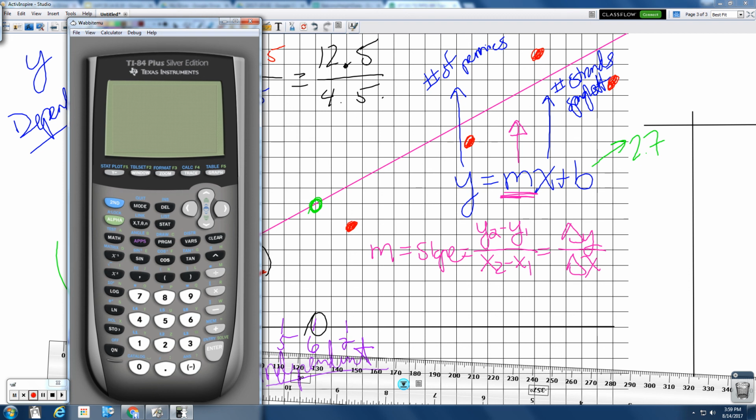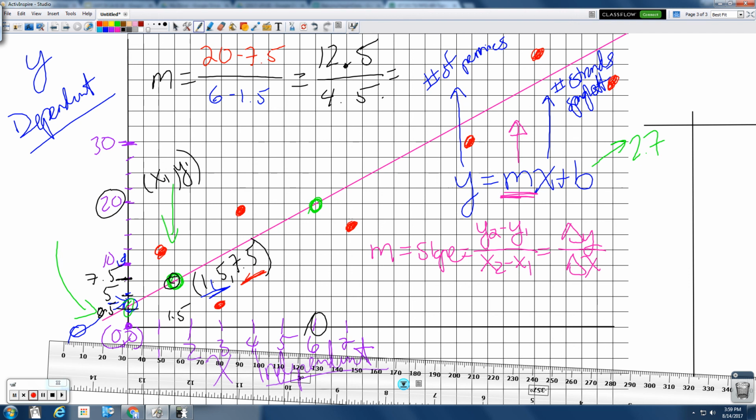So then we can pull up my calculator, which I know we all have, and we'll remember to bring to class. 12.5 divided by 4.5 gives me a slope of 2.78. I round it, 2.78. Okay, so that means for every one I go over on the x, I go up 2.78.